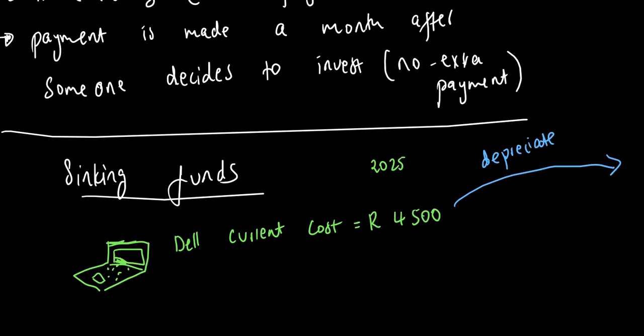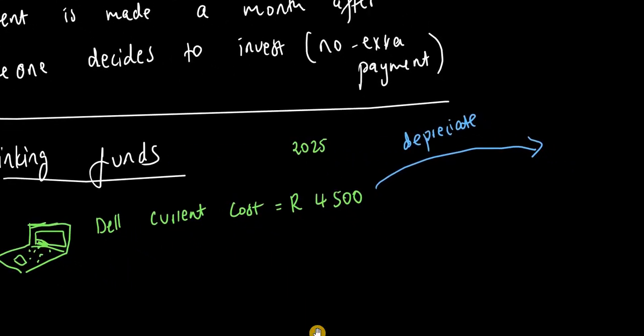You bought it in 2025 at 4,500. It's going to depreciate. Now in 2028, it's going to have a different price. It would have depreciated, right? So your very same laptop will have depreciated. Now it's going to be of lesser value.